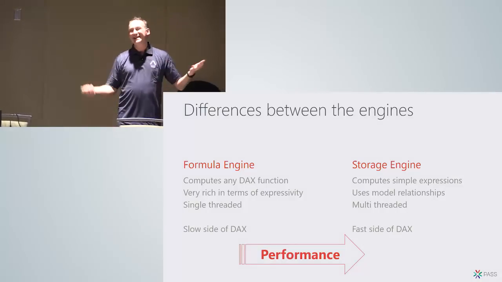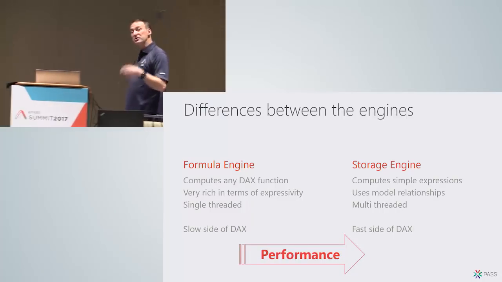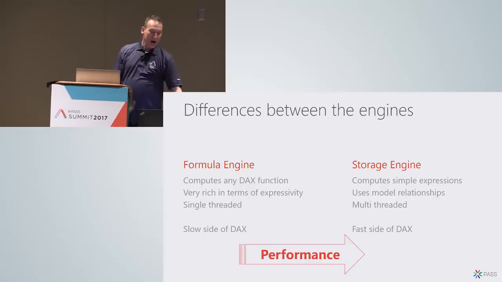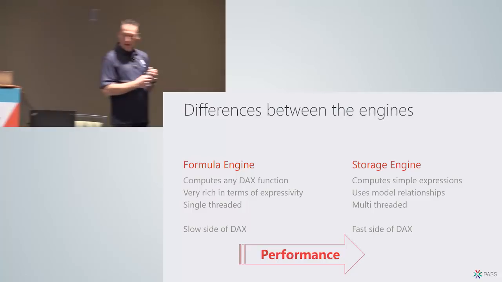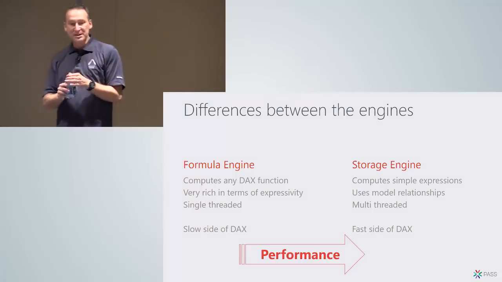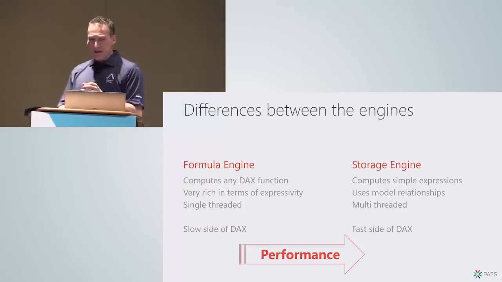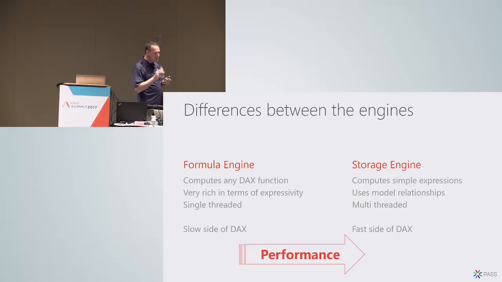How can you do that? It's very simple. The simpler DAX you write, the more you can use storage engine, because storage engine, in order to be fast, does not know how to do a lot of calculation. Storage engine can do simple mathematical operations: sum, plus, minus, division and stuff like this. It can follow relationships. It can compute averages, counts.